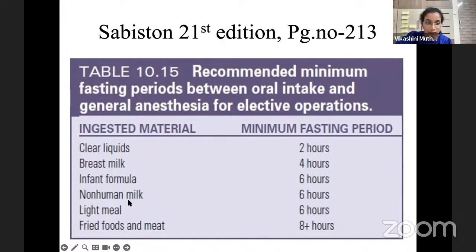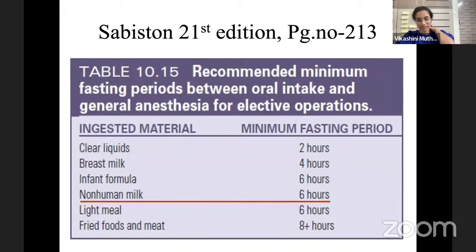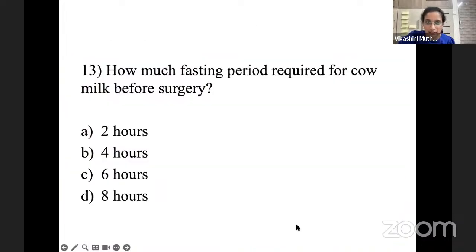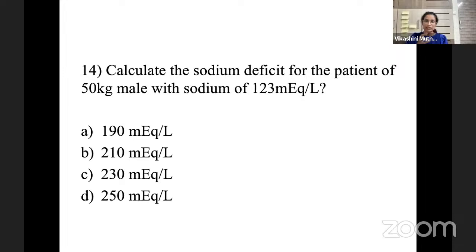And for infant formula and non-human milk, which is close to cow's milk, right? And also for a light meal. All these three should have a minimum fasting period of 6 hours. And the meals which are rich in fat, like fried food and meat, take much more time to get digested, so they must be given a minimum fasting period of 8 hours. So it's a direct question. How much fasting period is required for cow milk before surgery? 6 hours.